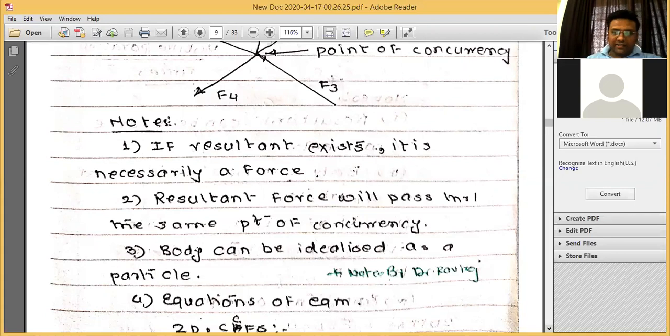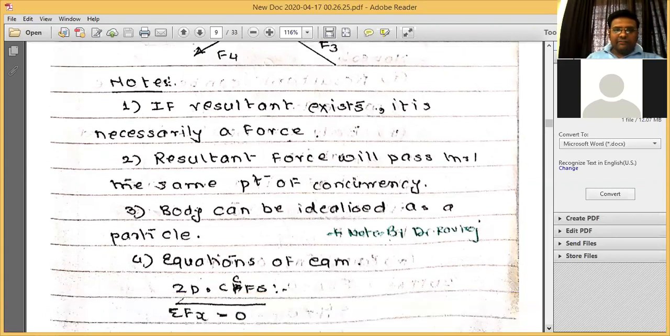In CFS we have seen the resultant force will pass through the same point of concurrency and the body can be idealized as a particle. As you know, in PFS and GFS, that is parallel force system and generalized force system, we cannot idealize the body as a particle. Why? The reason being, all the forces are not passing through a single point, which was there in CFS. Therefore, it is the only case, that is the concurrent force system, in which we can definitely say that the body can be idealized as a particle.